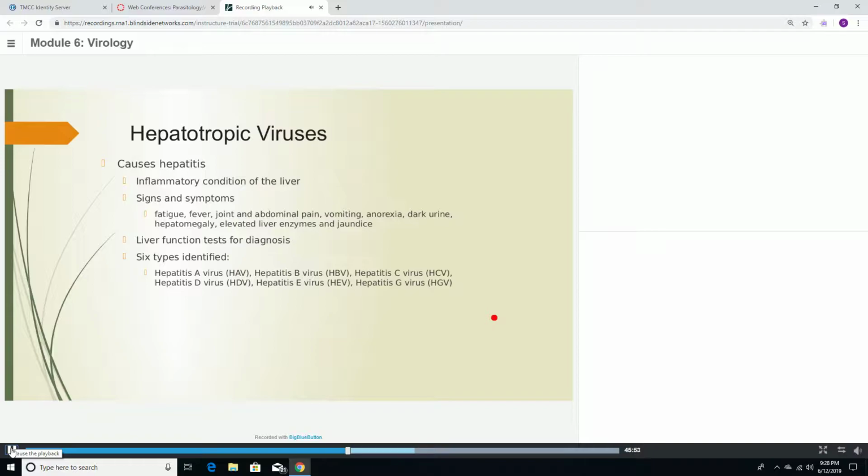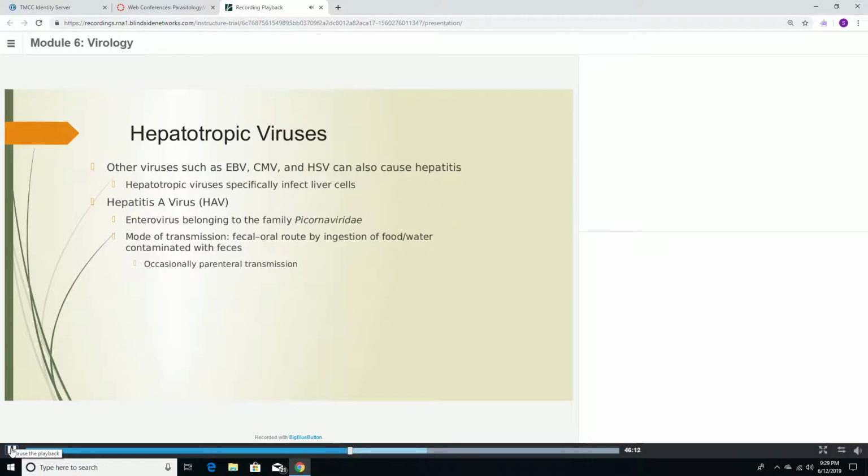There's six different types of hepatotropic viruses. There's hepatitis A, hepatitis B, hepatitis C, hepatitis D, E, and G. And they're all just listed as HAV for A, HBV for B, and HCV for hepatitis C, and so on and so forth. Other viruses, such as EBV, CMV, and HSV, could also cause hepatitis. Usually, they're going to specifically infect liver cells.